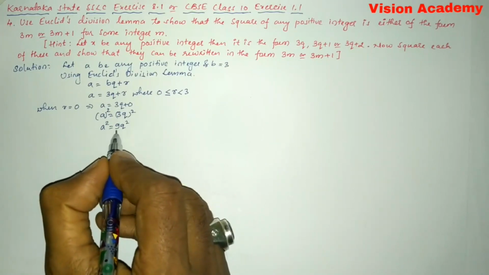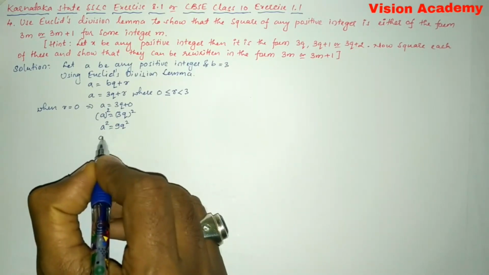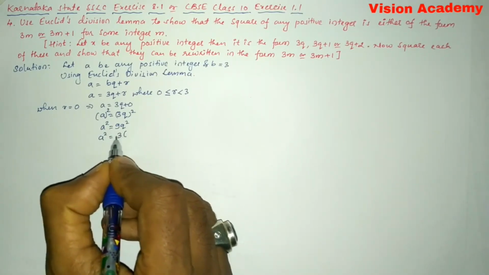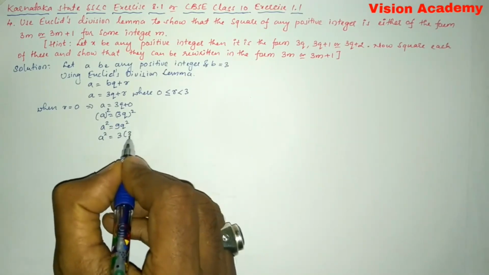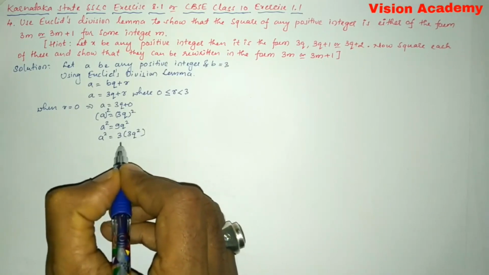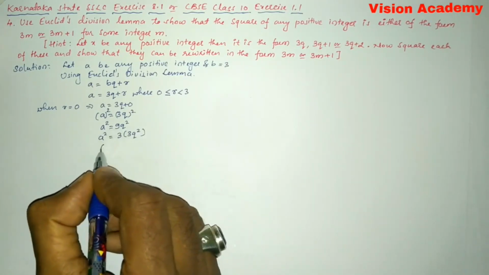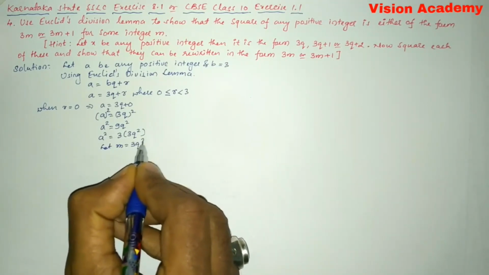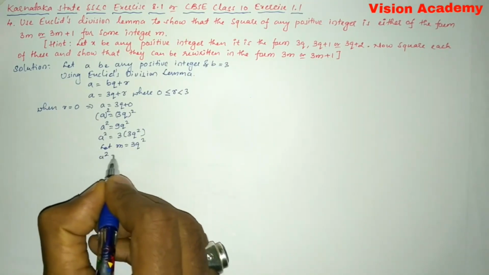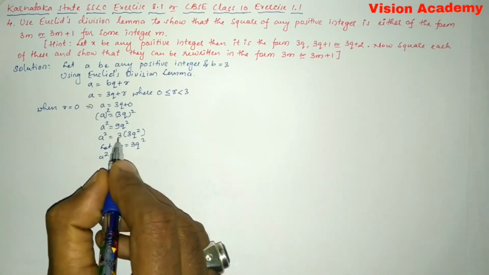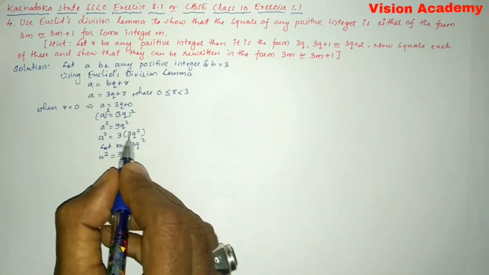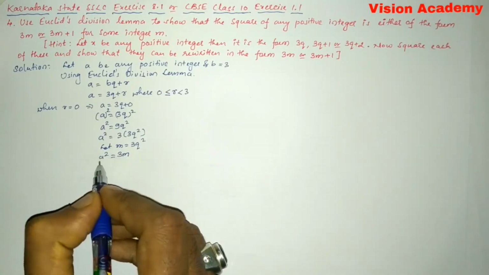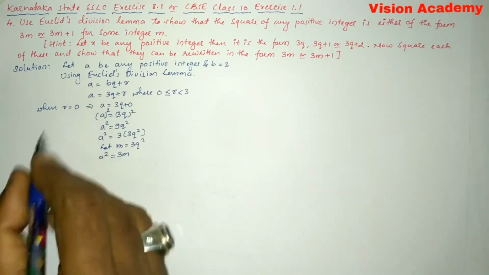Now let us take a common factor out. Here we'll write a square is equal to 3 is common. So 3 how much are 9? 3 3s are 9, and q square as it is inside the bracket. Now let m be equal to 3q square. Here we'll write a square is equal to 3m. Now let us move on to the next one.